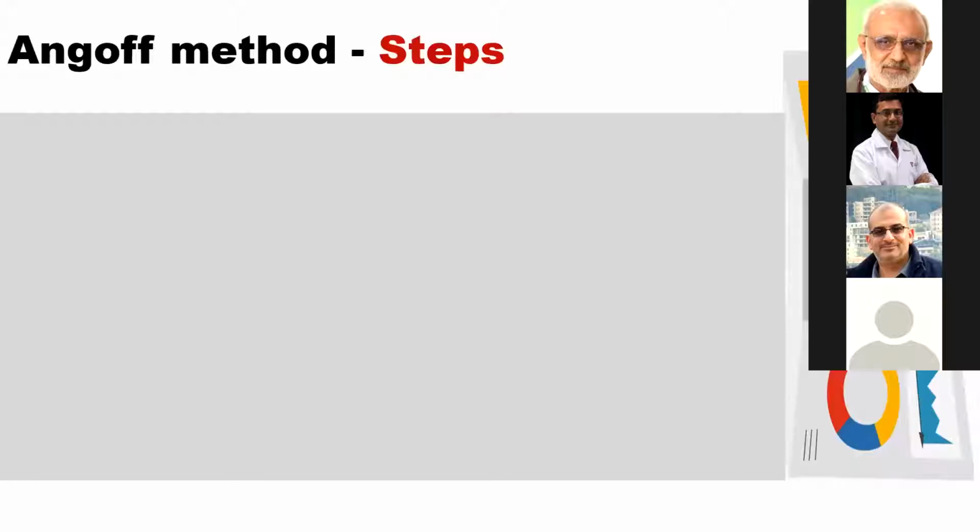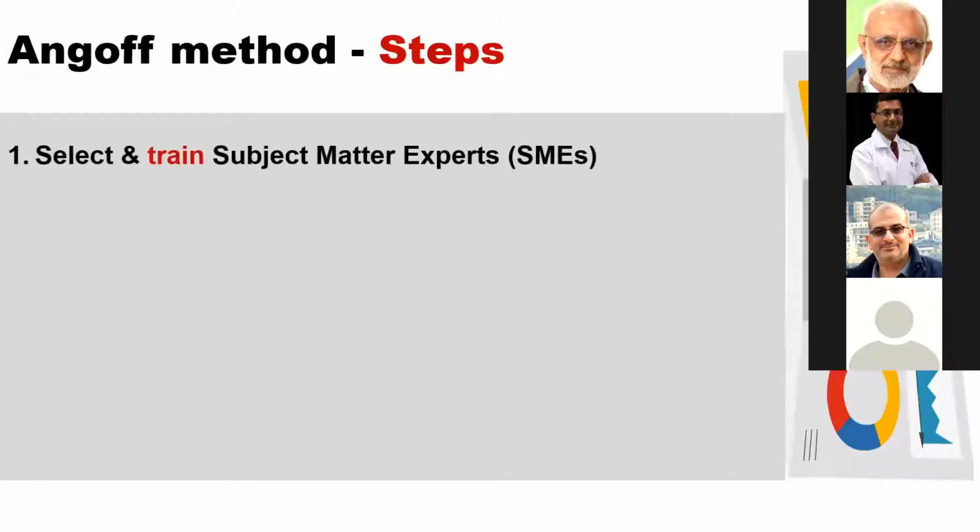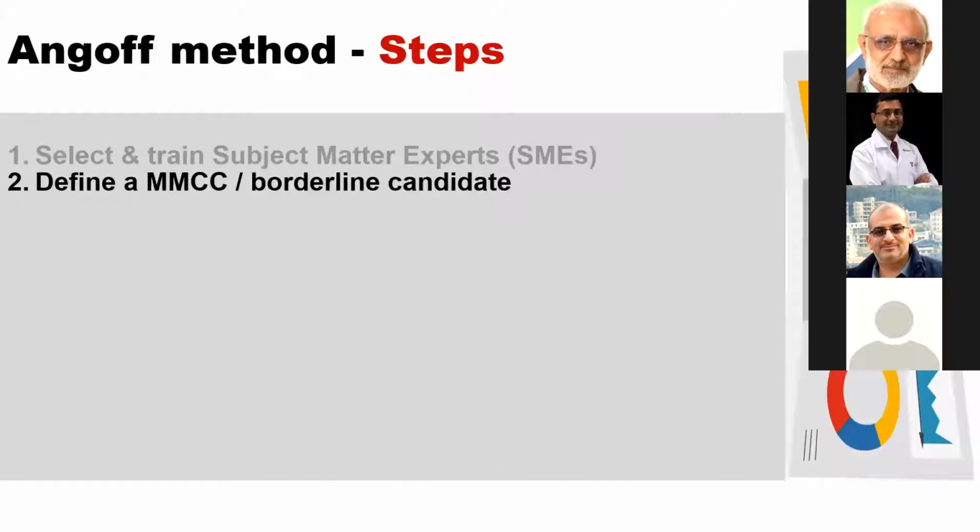The steps of the Angoff method. The first step is to select and train subject matter experts. This is a huge and very important task, and I'll go into a bit of detail on this in a short while. Second, define a minimal competent or borderline candidate. Again, an important step is to visualize a borderline candidate and what kind of characteristics are required to define a minimal competent candidate.